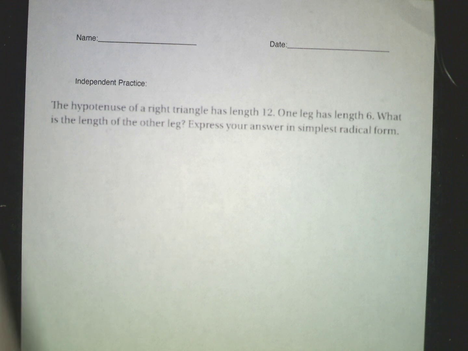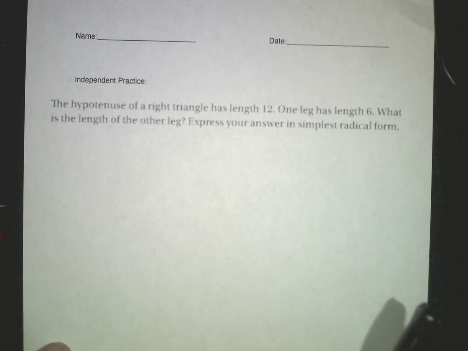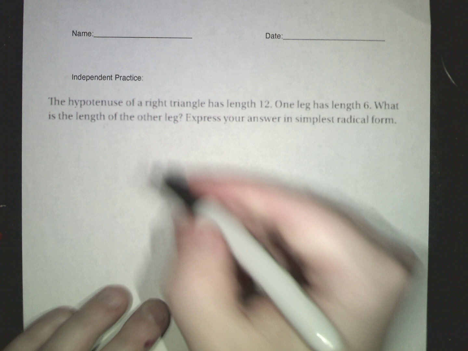Okay, now we're up to the independent practice. So it says the hypotenuse of a right triangle has a length of 12. One leg has a length of 6. What is the length of the other leg? So our triangle looks like this.